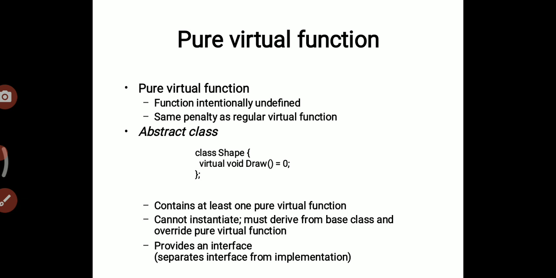Pure virtual function. A pure virtual function is a function that is intentionally left undefined, using the same pointer as a regular virtual function. An abstract class, for example class Shape with virtual void draw equal to 0, contains at least one pure virtual function and cannot be instantiated. It must be derived from the base class and override the pure virtual function. It provides an interface.